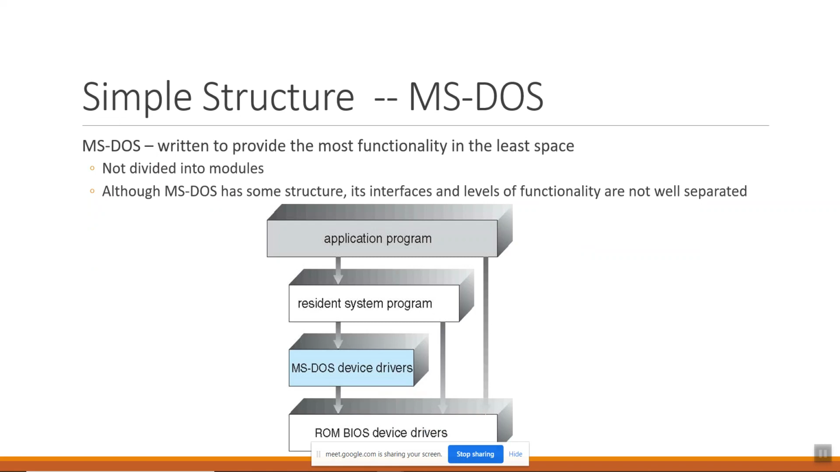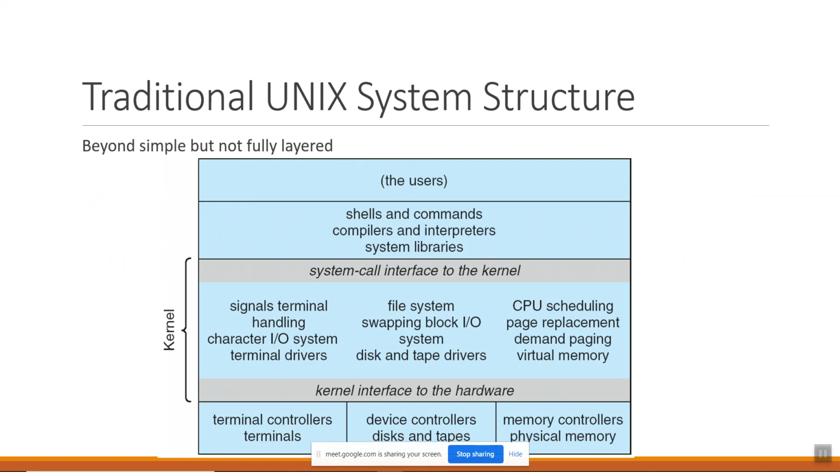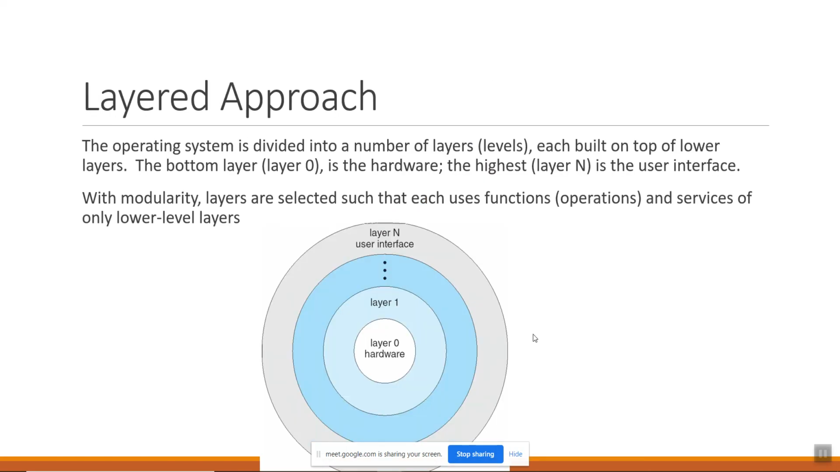This is the simple structure provided by MS-DOS. Then the non-simple structure provided by the Unix operating system, that also we have discussed in the last lecture. This is the diagram for the Unix operating system structure. We have seen the kernel present at the bottom of this diagram, which interfaces directly with the hardware, and on top of that the shell, commands, compilers and interpreters are present in user mode, and the user operates with them. Now from here we are going to start today's lecture.